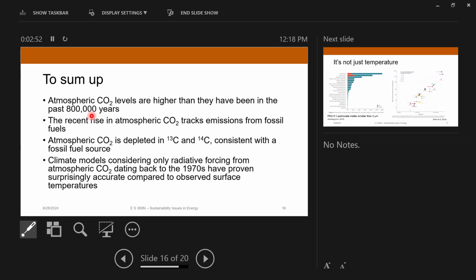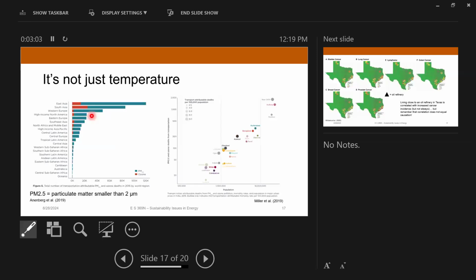Okay, so that's the larger point. We cannot just keep pumping carbon dioxide into the atmosphere. It is doing bad things to the climate. Now, the other thing about the current way we produce energy is that it's not just the temperature we have to worry about. There's also air pollution in general.